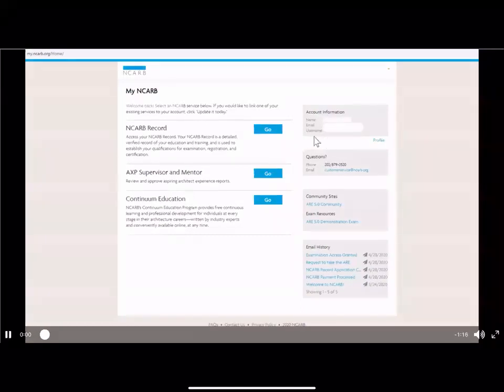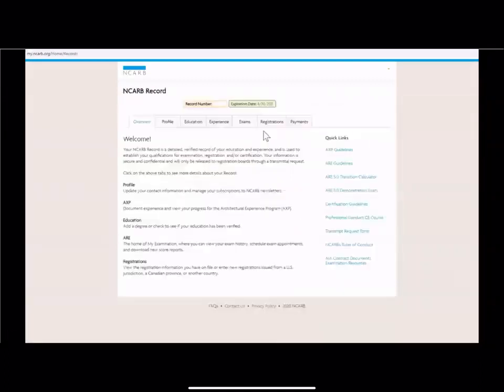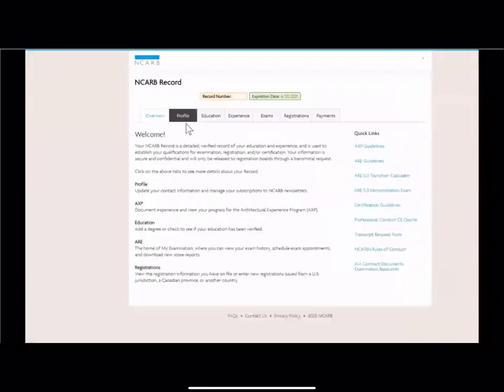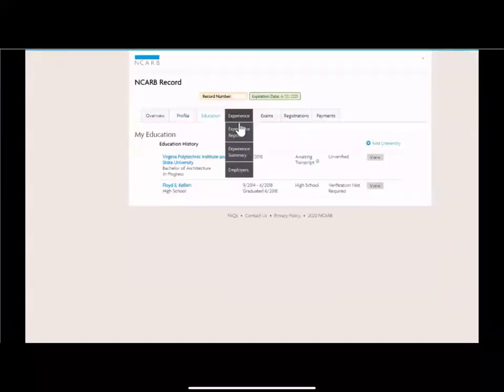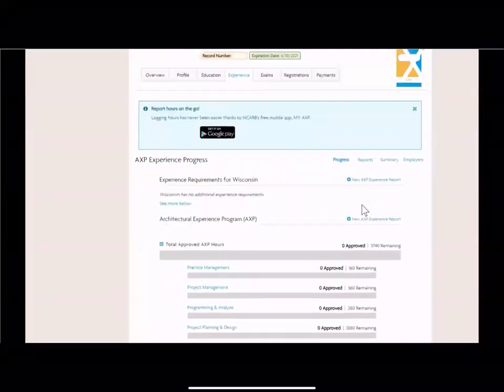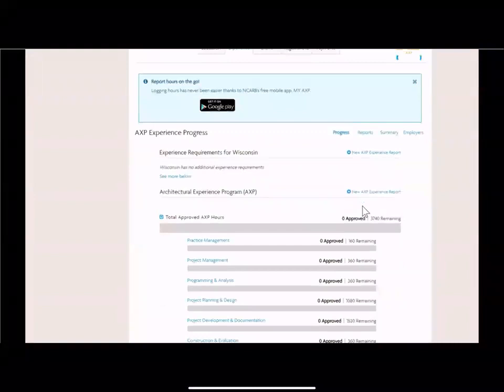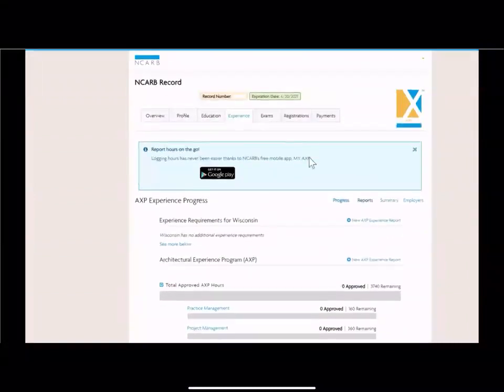You're going to go to My NCARB, and you have a choice of the NCARB record and your AXP. You click on the NCARB record, and within there you can click on tabs for your profile, which has your password. It has what school you went to, your high school included, believe it or not. You can click on your experience, and you can see what percentage of these different areas in your AXP is approved. I know most of you know this, but in case you don't, you can click on your exams. We'll get back to this in a second.